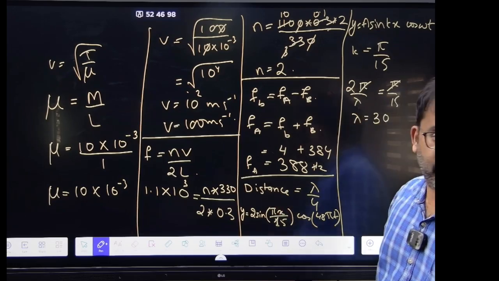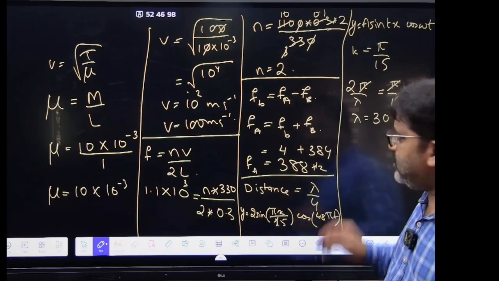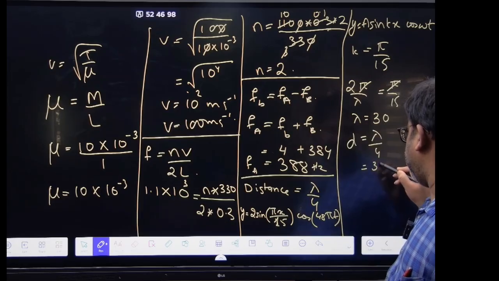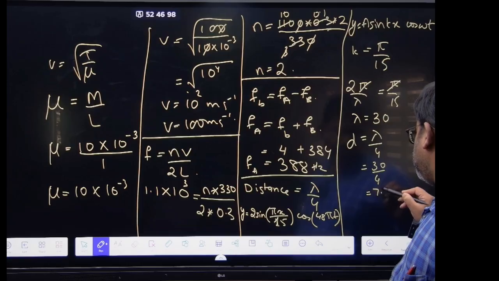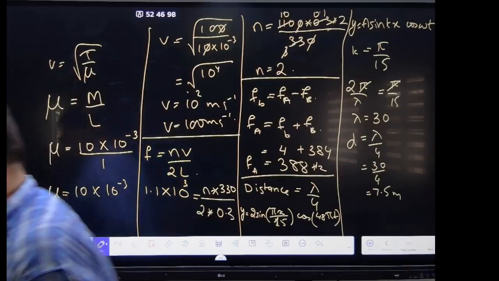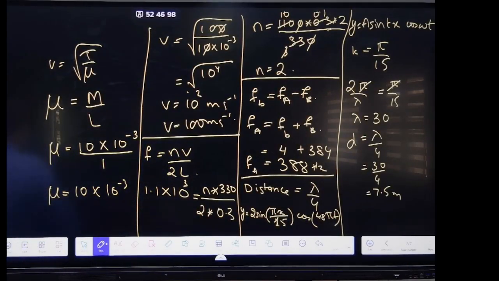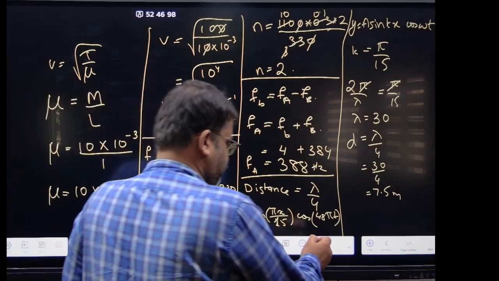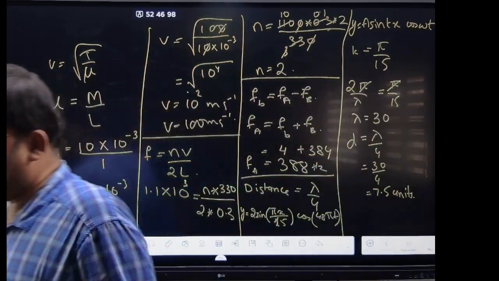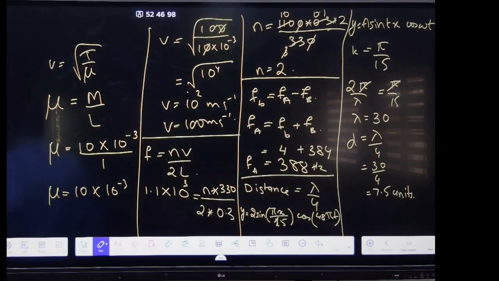But I need the distance between consecutive node and antinode. So, the distance between consecutive node and antinode is equal to lambda by 4, that is equal to 30 by 4, that is equal to 7.5 meter. So, the right answer is option 2. Verify it. We may be wrong. Correct. Very good. Take it down.